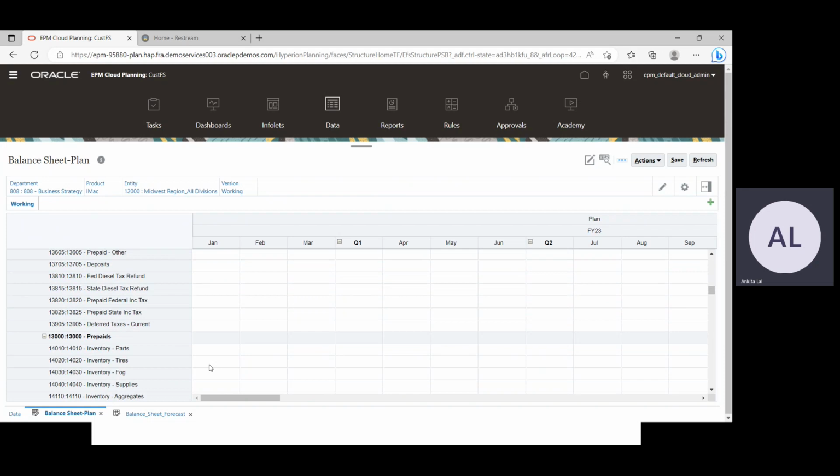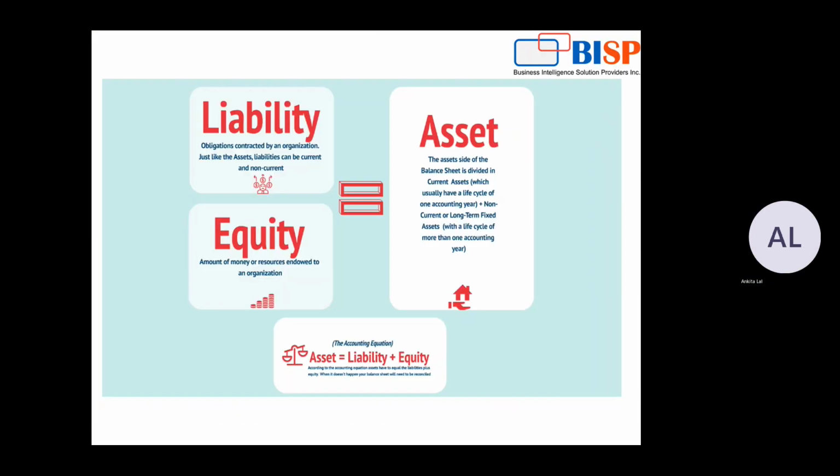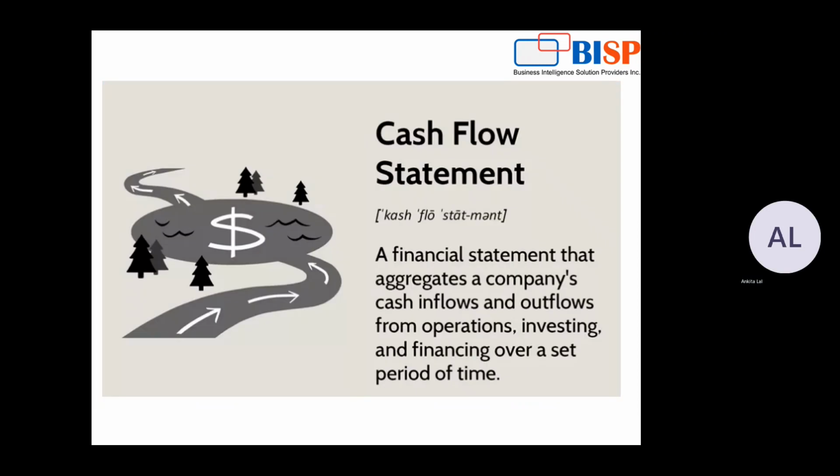So this was all about our balance sheet. Now we will move to the cash flow statement. So what is a cash flow statement? A cash flow statement is a part of the financial statement that aggregates a company's cash inflows and outflows from operations, investing, and financing over a set period of time.